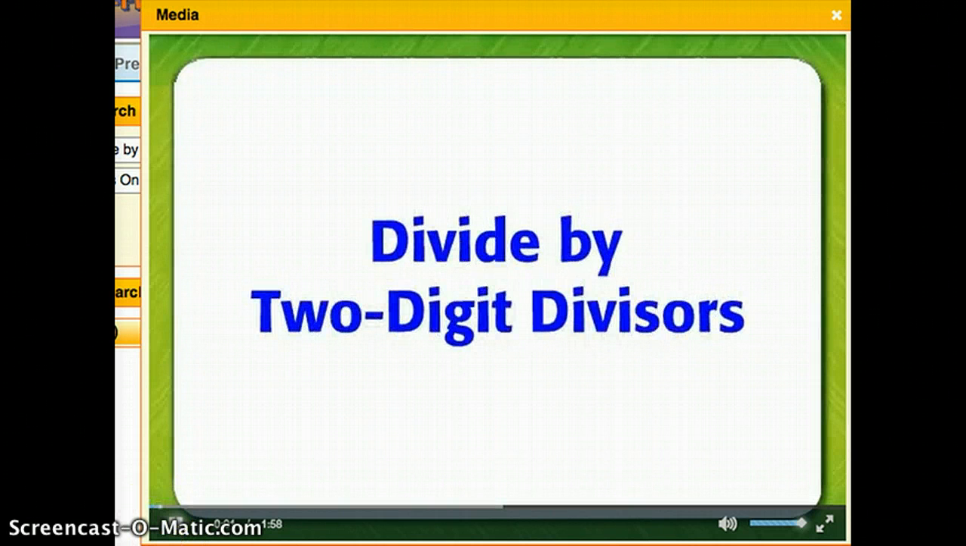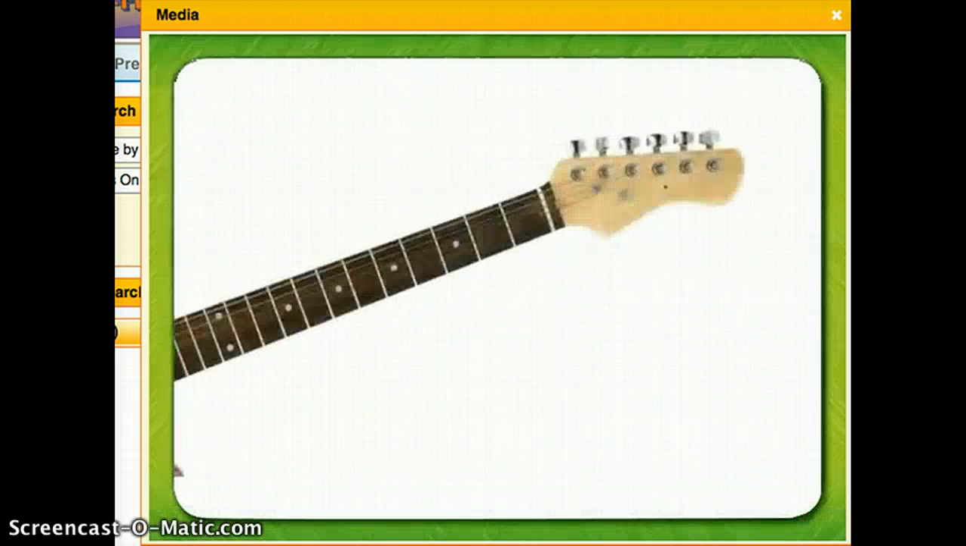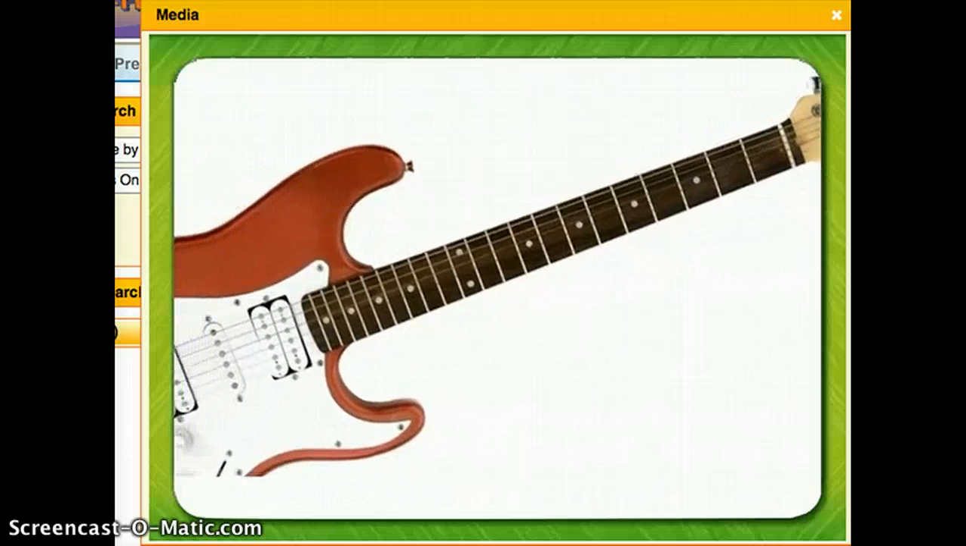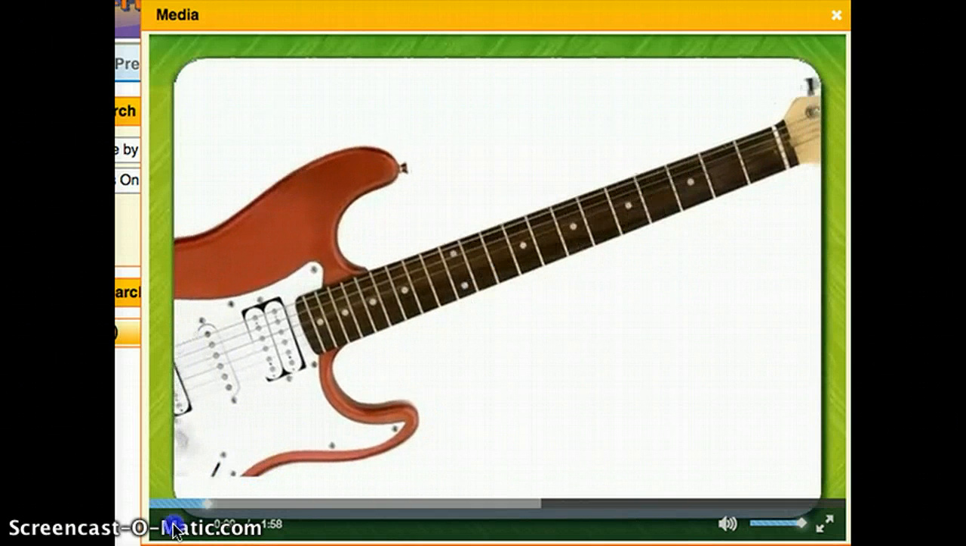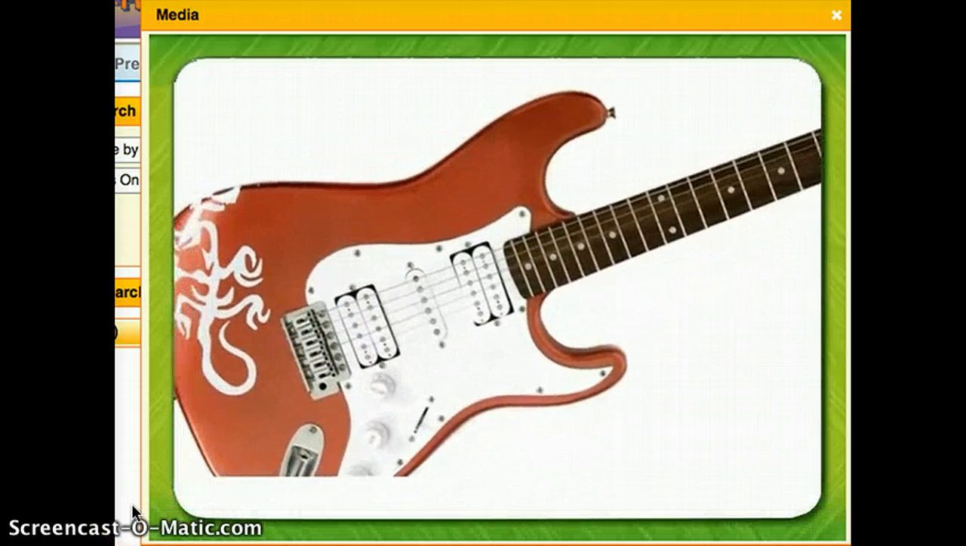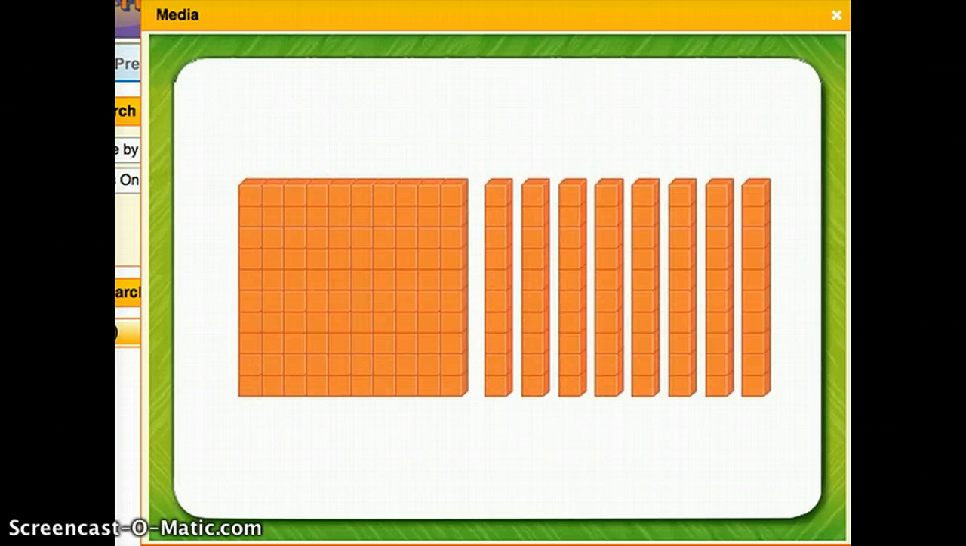Divide by two-digit divisors. Jamie is saving up to buy a guitar that costs $180. Suppose he saves for 12 months. How much money does he need to save each month? Find 180 divided by 12. We'll use base 10 blocks to find the quotient. First, model 180 using base 10 blocks. This block represents 100. This block represents 10. Since there are 8 of them, they represent 80.